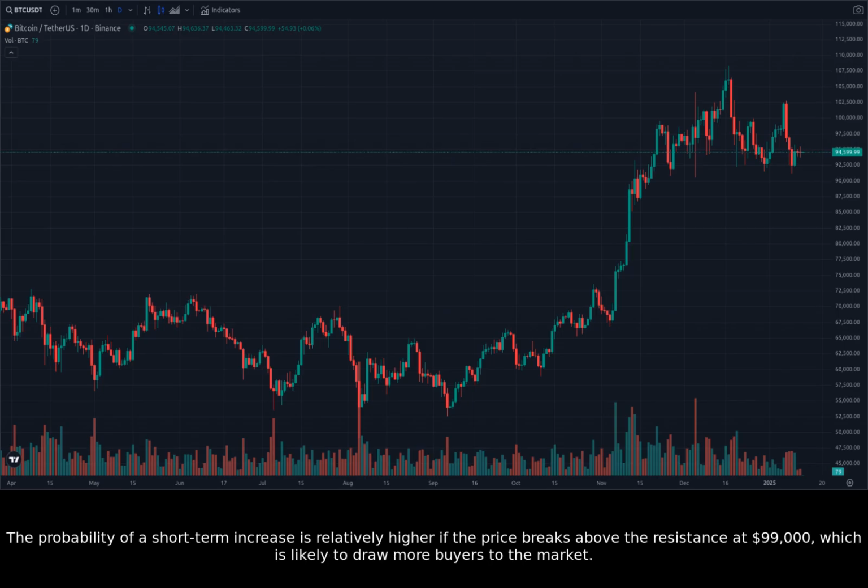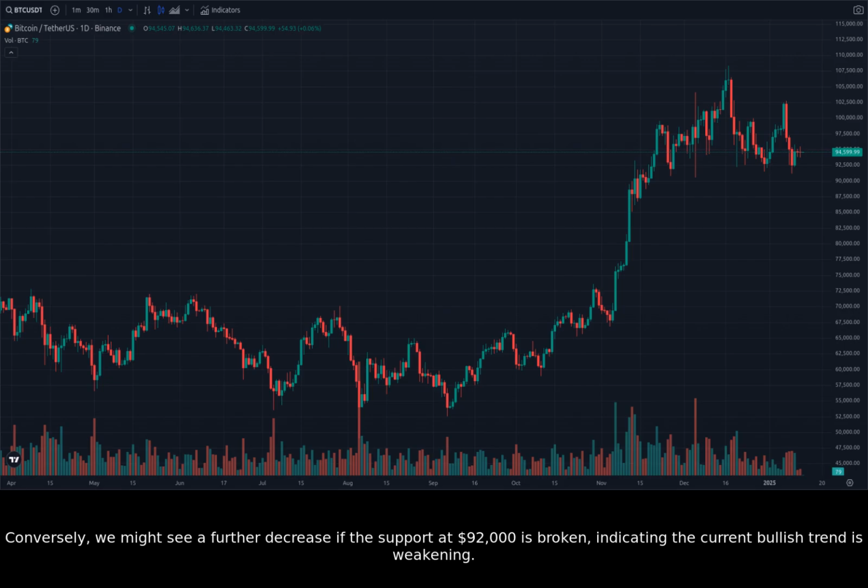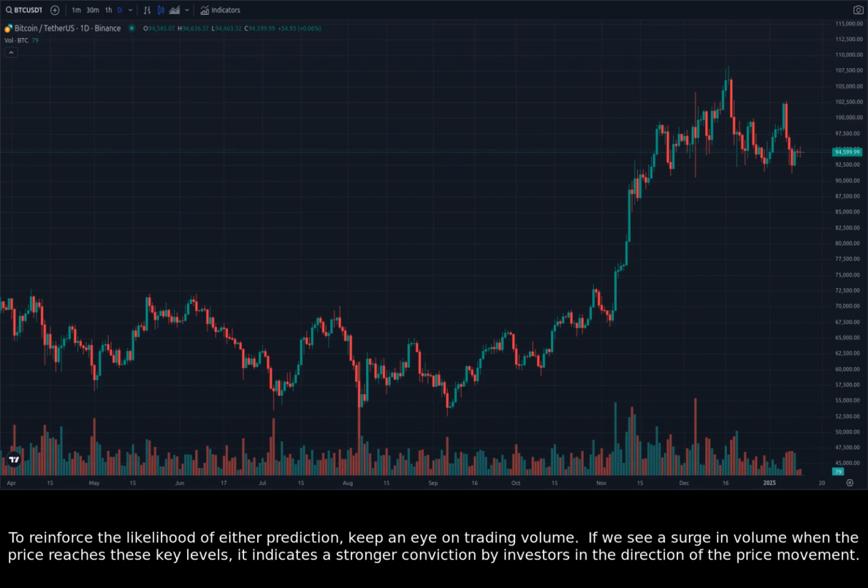The probability of a short-term increase is relatively higher if the price breaks above the resistance at $99,000, which is likely to draw more buyers to the market. Conversely, we might see a further decrease if the support at $92,000 is broken, indicating the current bullish trend is weakening. To reinforce the likelihood of either prediction, keep an eye on trading volume.